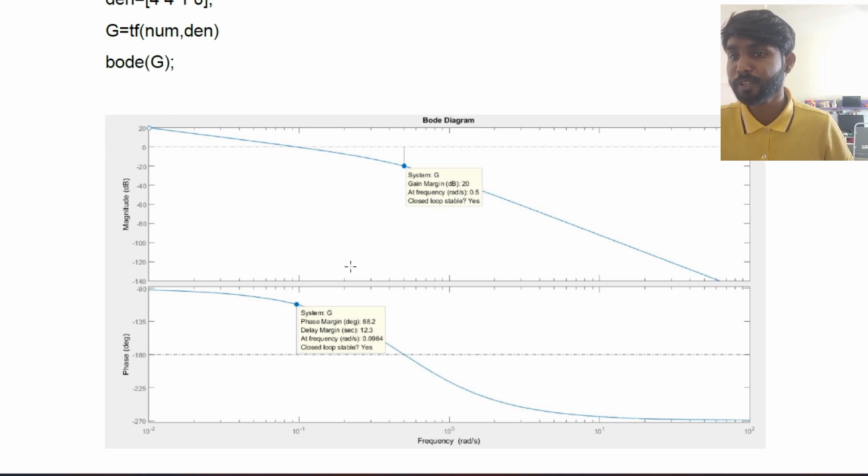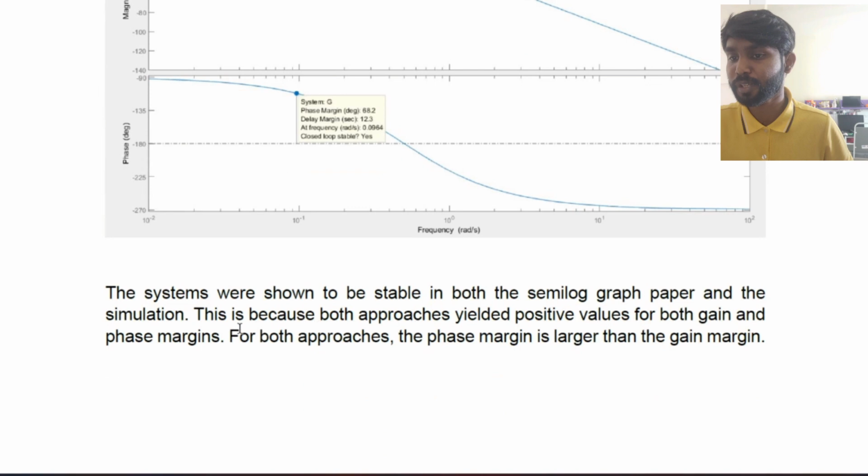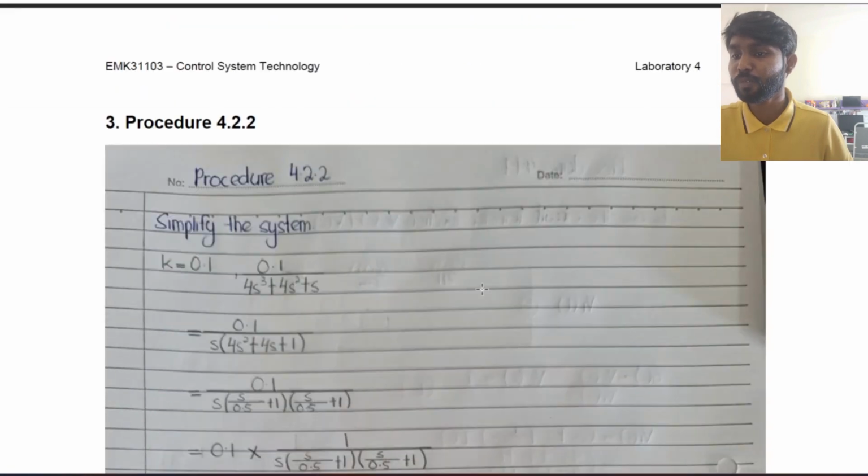Is the closed loop stable? Yes. The phase margin is 68.2 degrees. The delay margin is 12.3 seconds at the frequency of 0.0964. Is the closed loop stable? Yes. So the system was shown to be stable in both the semi-log graph paper and simulation. This is because both approaches yielded positive values for both gain and phase margin. For both approaches, the phase margin is larger than the gain margin.